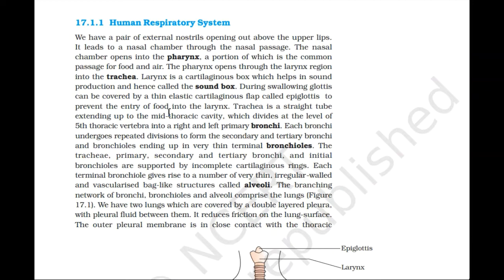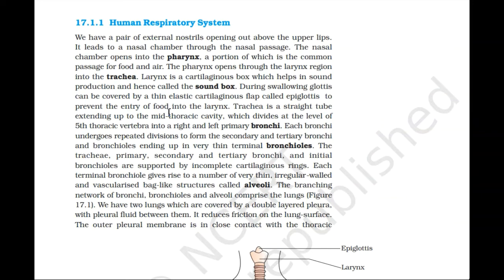Trachea is a straight tube extending up to the mid-thoracic cavity, which divides at the level of the fifth thoracic vertebra into right and left primary bronchi. Each bronchus undergoes repeated division to form the secondary and tertiary bronchi and bronchioles, ending up in very thin terminal bronchioles. The trachea, primary, secondary, and tertiary bronchi and initial bronchioles are supported by incomplete cartilaginous rings.